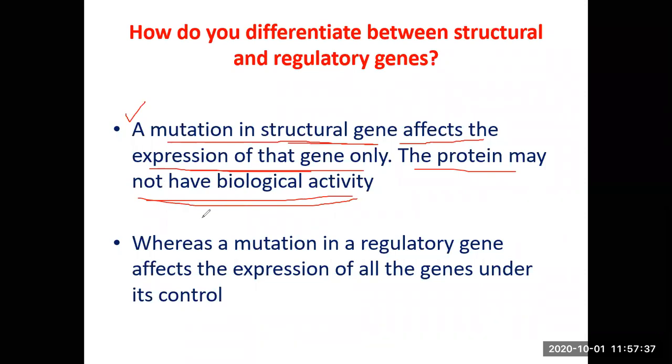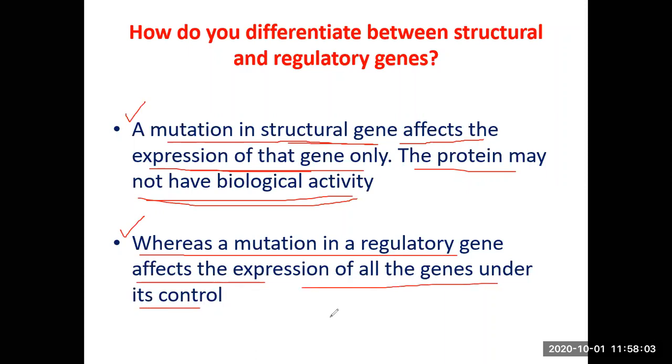Suppose in an operon, the example of which we have taken is the lac operon, there are three structural genes, and let's say lacZ has a mutation. Only lacZ, and only the protein coded by lacZ, is going to get affected. lacY and lacA will not get affected. Whereas if there is a mutation in a regulatory gene, it is going to affect the expression of all the structural genes under its control. This is the basic difference between the two types of genes.